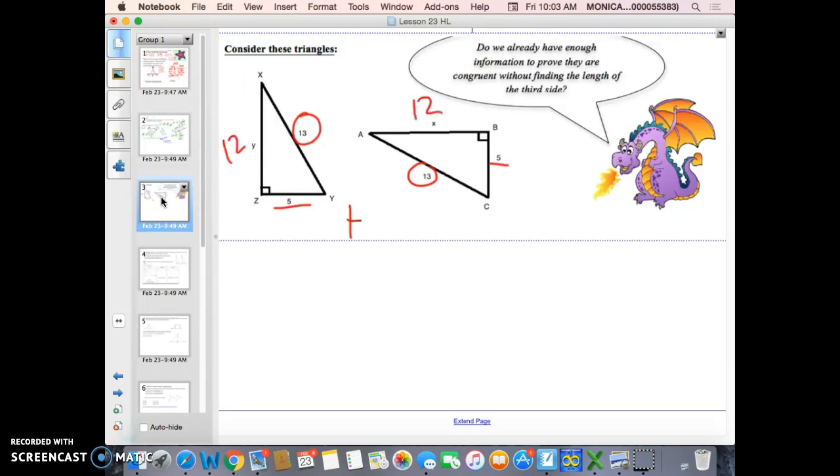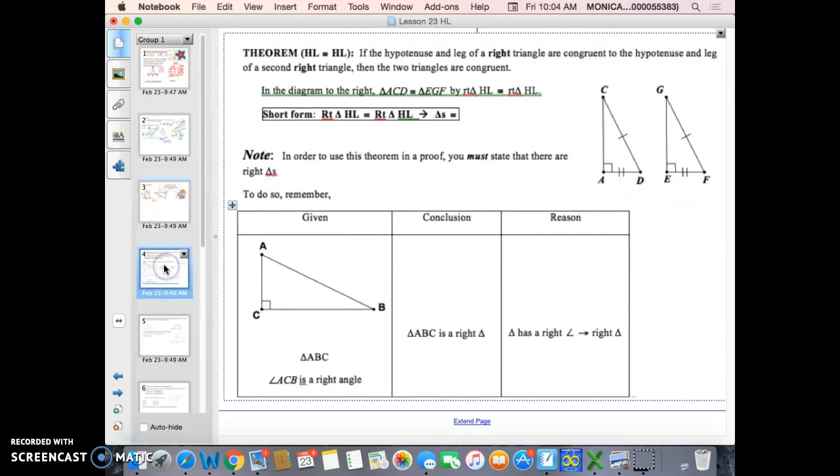And what we call this is HL. If you know the hypotenuse and a leg, you can automatically assume the two triangles are congruent. However, in order for there to be a hypotenuse and a leg, there must be an indicated right angle. So the hypotenuse leg theorem only works on a right triangle.